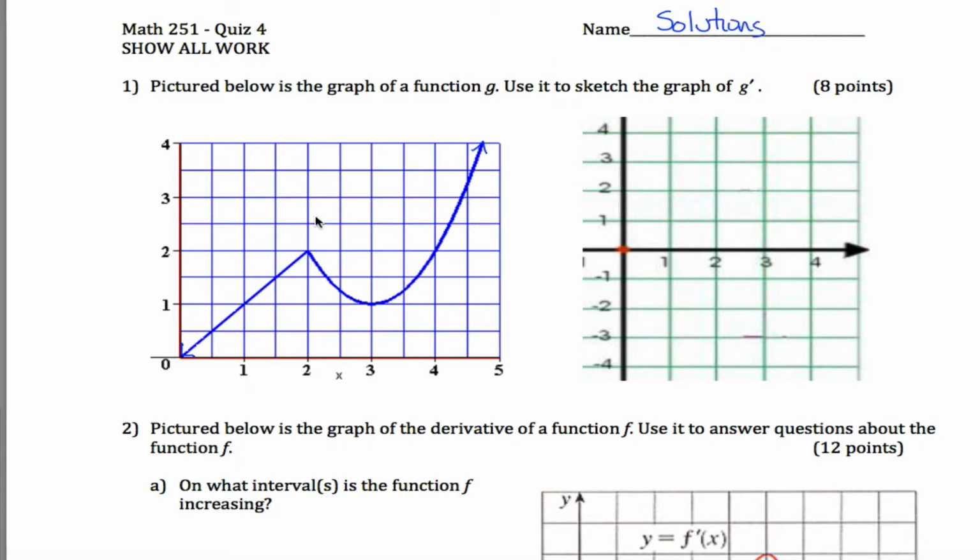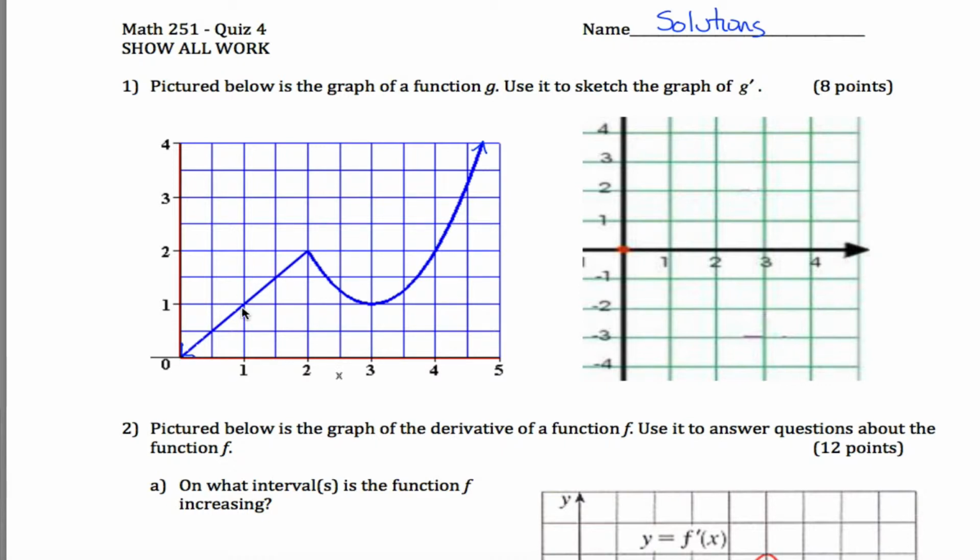Our quiz 4 solutions for Math 251. You're given the graph of a function g here and asked to sketch the graph of g prime. What I want you to notice here is that this segment right here on the graph g is linear. In other words, the slope is constant.